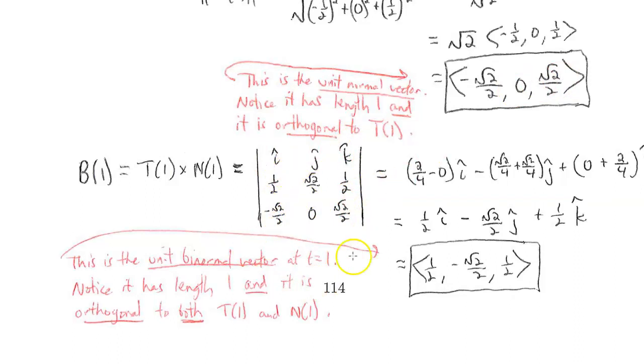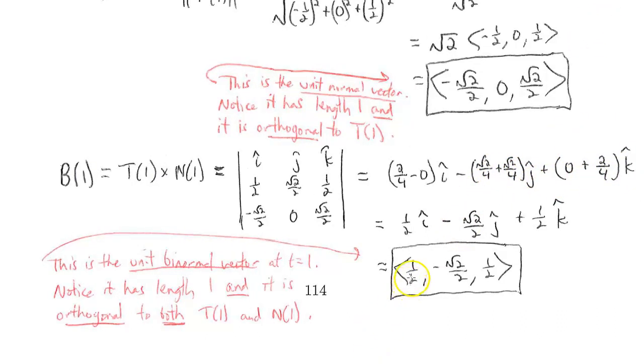So if we work this out, if we find this cross product, so we're going to have this times this minus this times this, i. Now the square root of 2 over 2 times the square root of 2 over 2 is going to be 2/4. Okay, minus 0 times 1/2, so it'd be 2/4 minus 0. So that ends up just being 1/2. And then you can do the minus, the determinant with the j, and then the plus, the determinant with the k. It turns out this is what you get. 1/2, negative square root of 2 over 2, comma 1/2. And this is the unit binormal vector. This is B of 1.